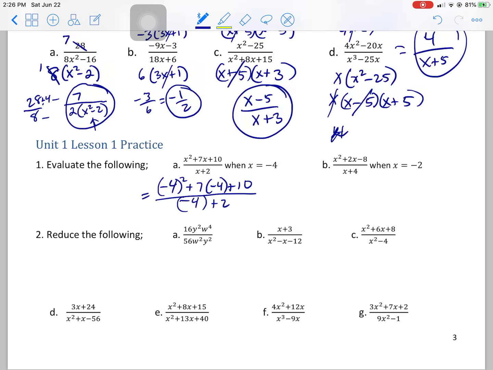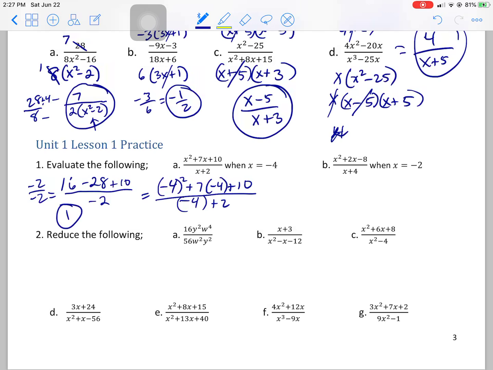Let me go this way with this one. All right, negative 4 times a negative 4 is 16. Positive 7 times a negative 4 is a negative 28, plus 10. And negative 4 plus 2 is a negative 2. That comes out to negative 2 over negative 2, which is a 1, right? Same thing over the same thing is 1. Put it in your calculator if you're not sure. Negative 2 divided by negative 2 is a 1, okay?